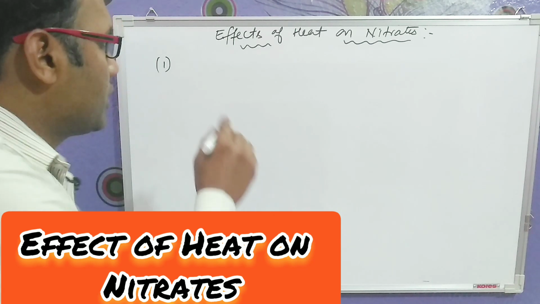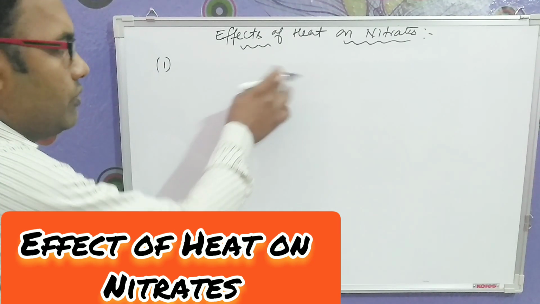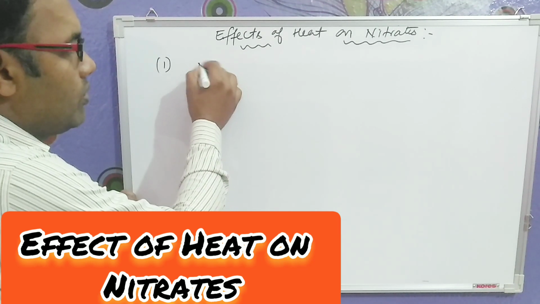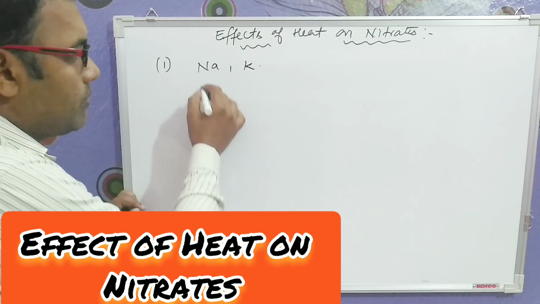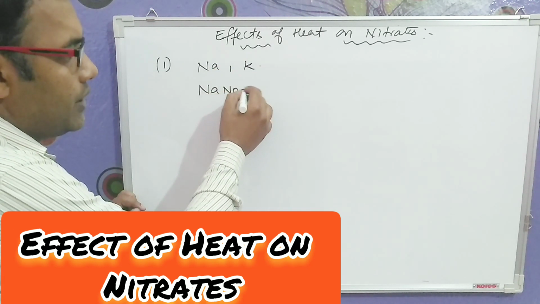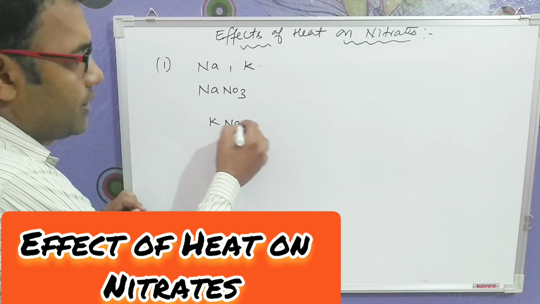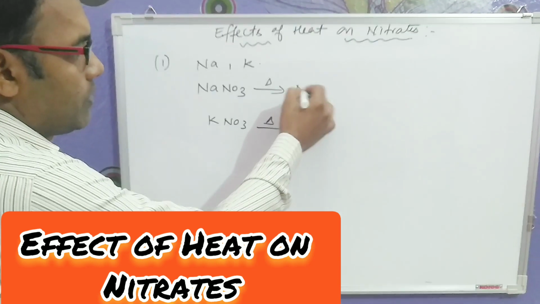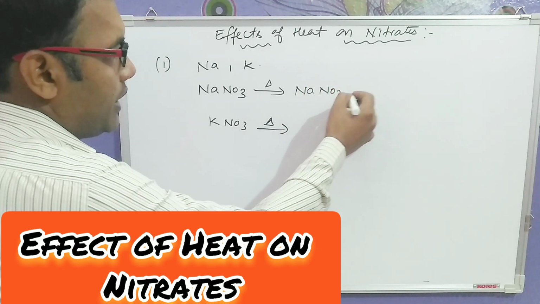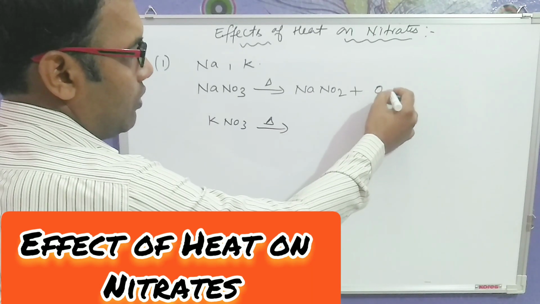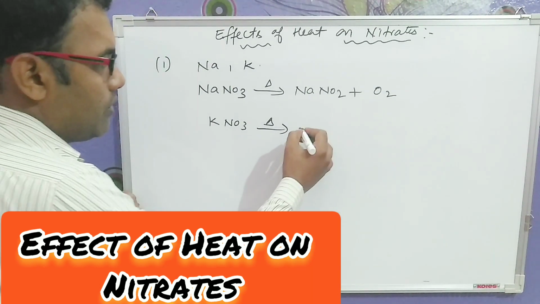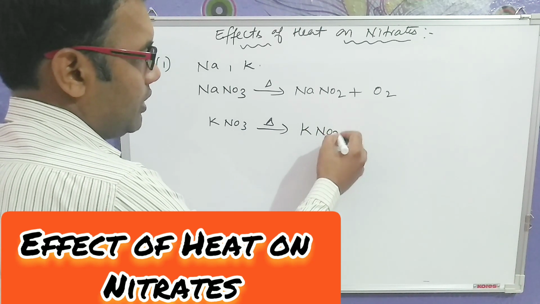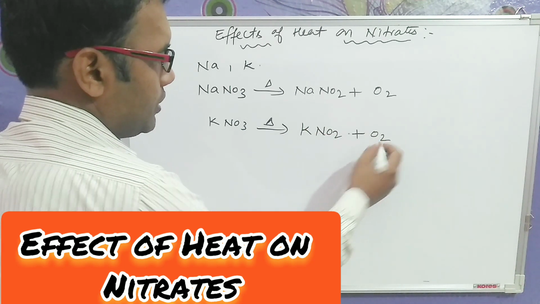First, the compounds we are studying are those made up of sodium and potassium. If we take sodium nitrate or potassium nitrate and provide heat, what happens? There will be formation of sodium nitrite and oxygen. Here also we have potassium nitrite plus oxygen gas.